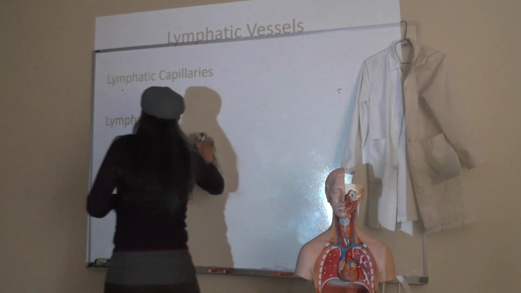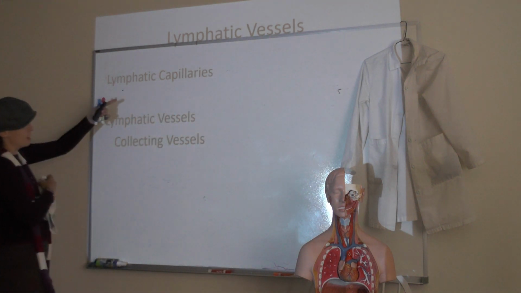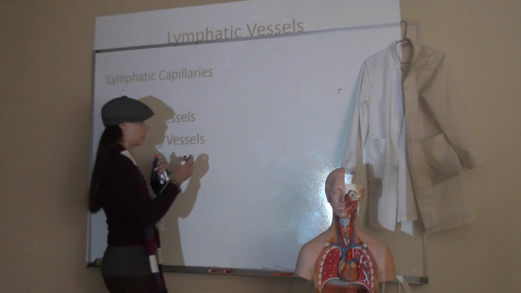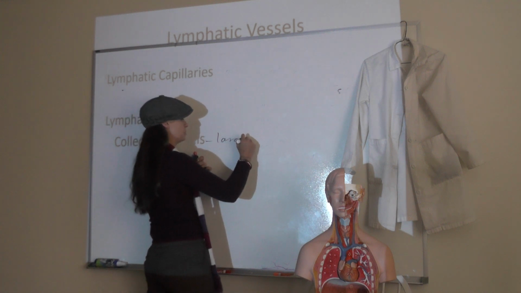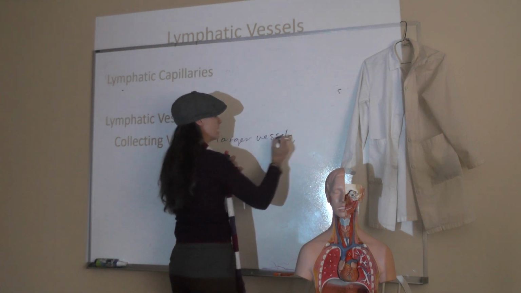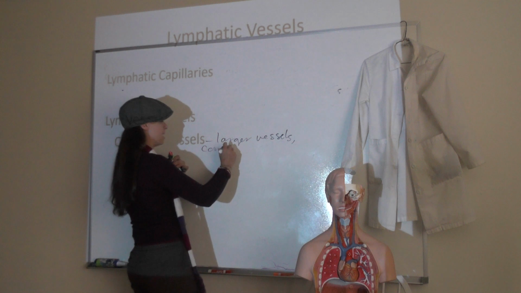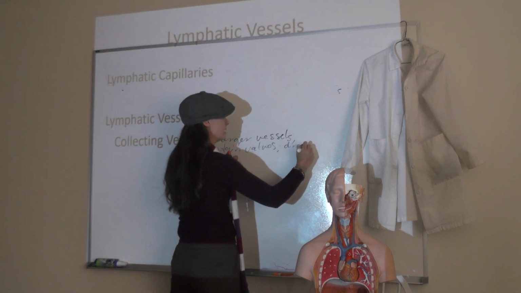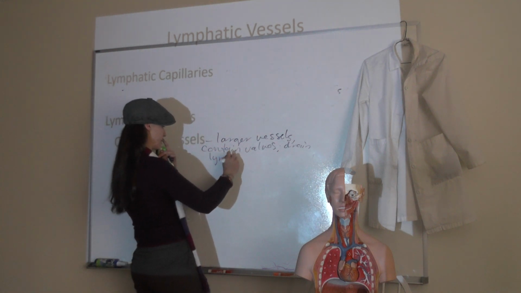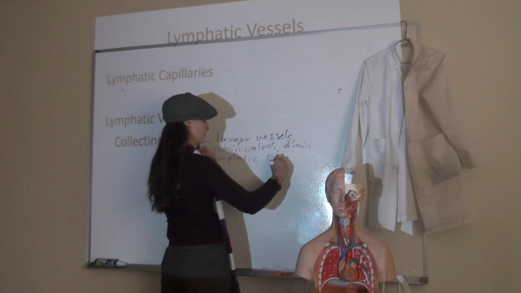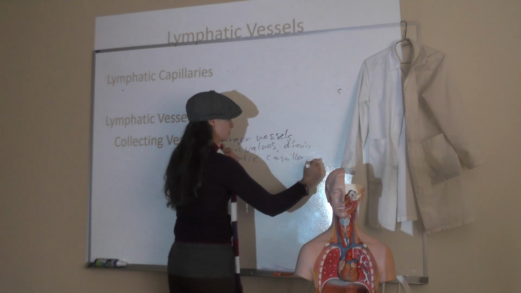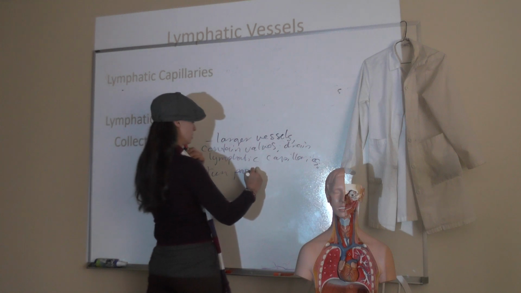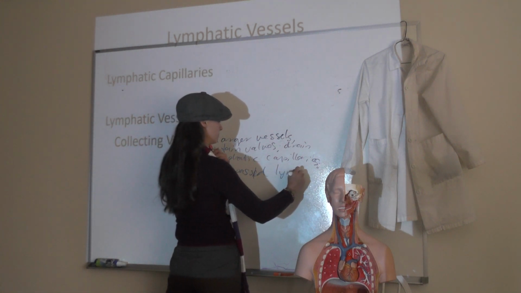But our collecting vessels are going to drain our lymphatic capillary beds, and they're actually going to run past lymph nodes. So these are larger vessels. They contain valves like our veins did. They drain our lymphatic capillaries, and they run past lymph nodes.